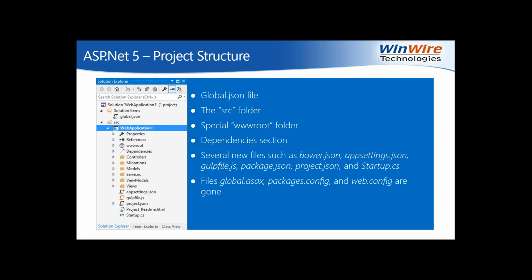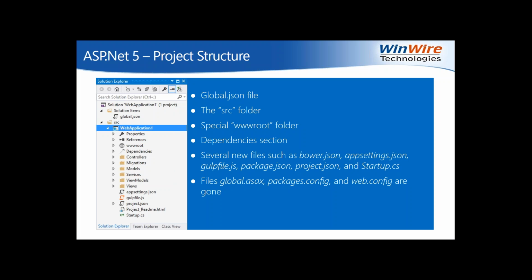Gulp file is basically it executes pre-compilation statements. So for example, if you are using TypeScript, because it has to be converted to JavaScript before it is deployed, what gulp file does is it does all your pre-compilation things. So you can write code in that to do all pre-compilations that you want to do before the package is deployed, before the site is deployed.